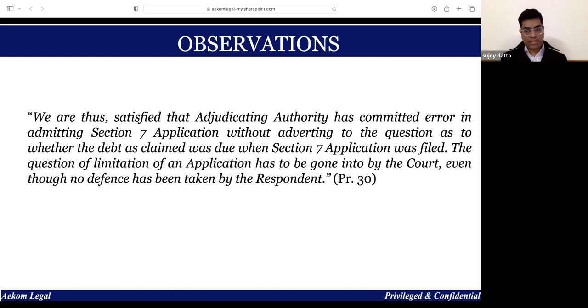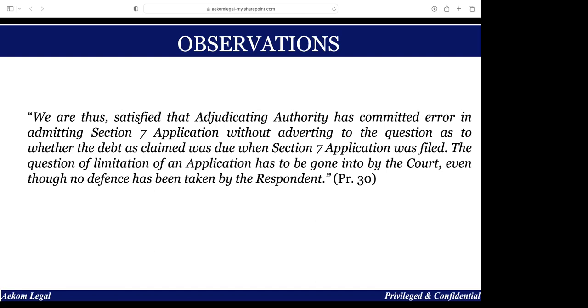If not, I'll go ahead and share it with you. I want to say that the ratio of this case is that if there is a debt due, and the question of limitation of application has to be gone into, the starting of the limitation period is from the date of application or petition.